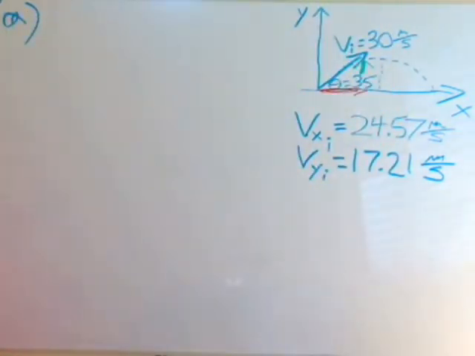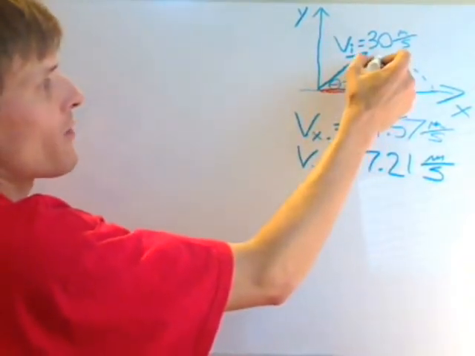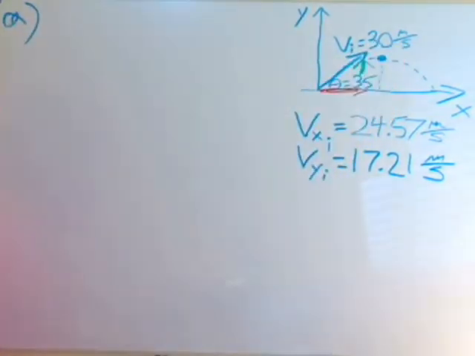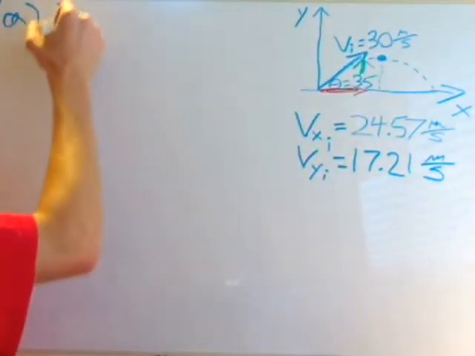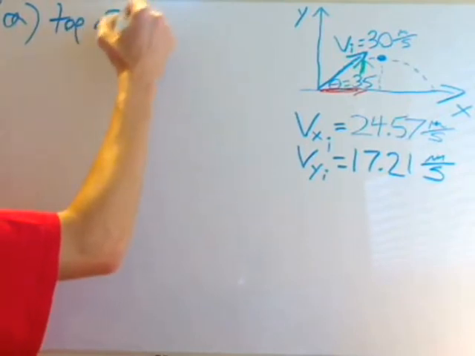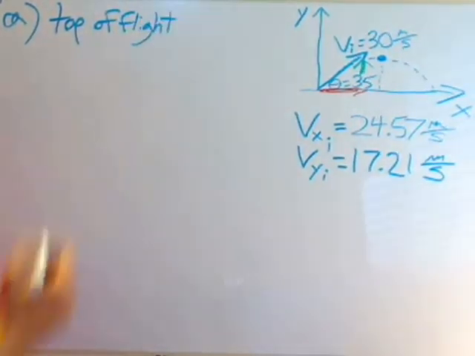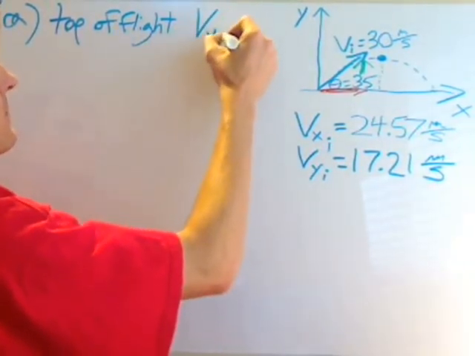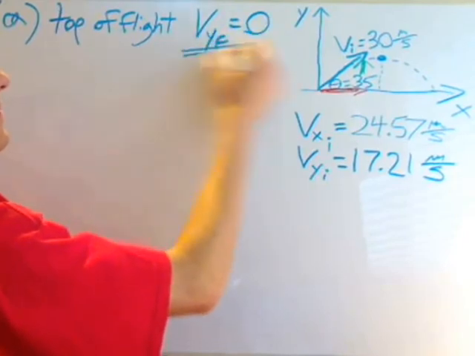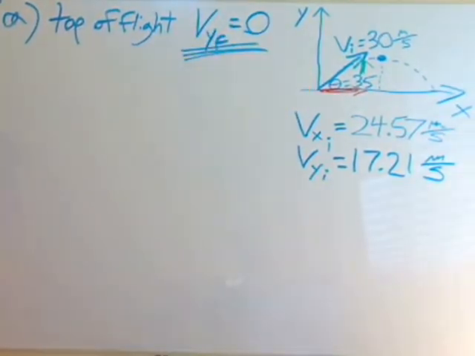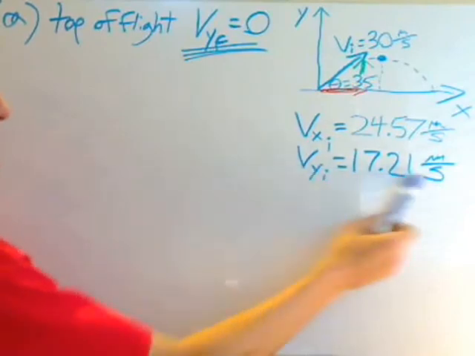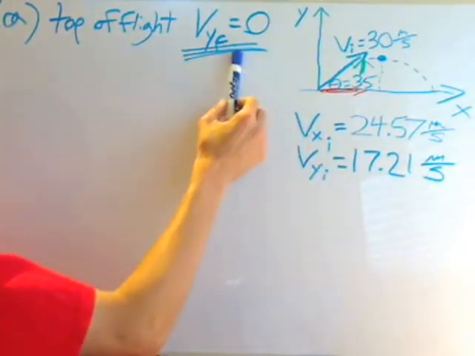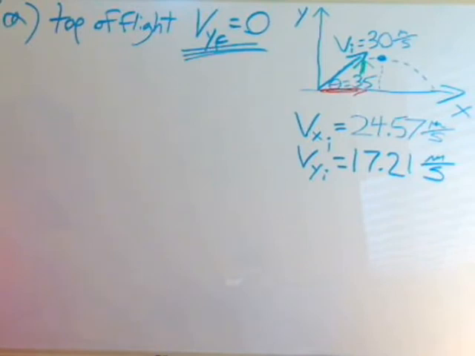So if we want to know how high this goes, what do we know about the y velocity at the top of the flight? At the top of the flight, the y velocity is 0. So our final velocity is going to be 0. We know what our initial y velocity is, and that's our final y velocity. We need to figure out how high this projectile goes.